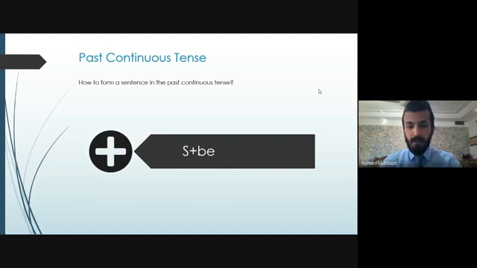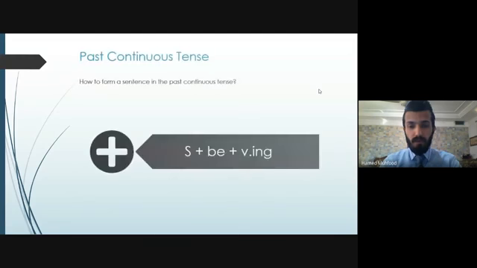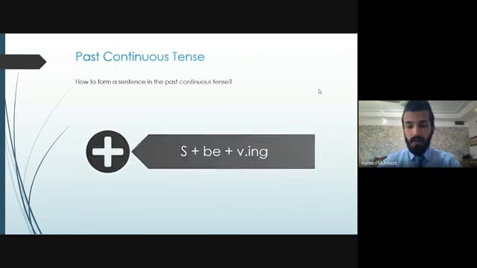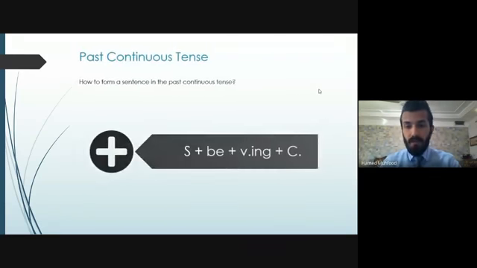So in the past continuous tense, the affirmative sentence should start with the subject and it should be followed by the verb be, and then comes what? The main verb of the sentence with an ing ending. وبعدين بعد الفعل بي راح يكون عندنا الفعل الرئيسي للجملة اللي راح يكون مضافا إليه ال ing في نهاية الفعل. So this is how to form an affirmative sentence using the past continuous tense.